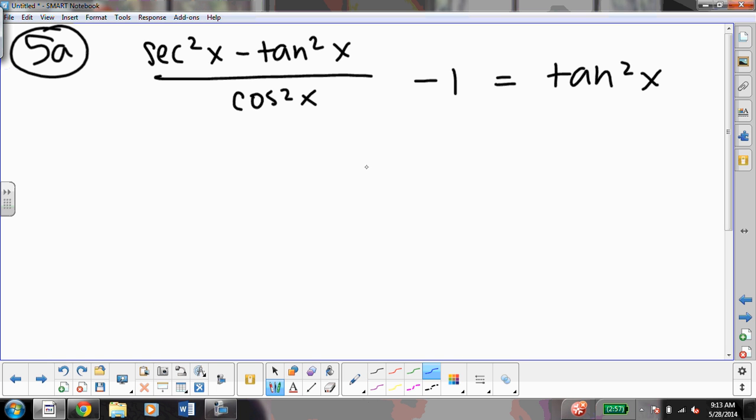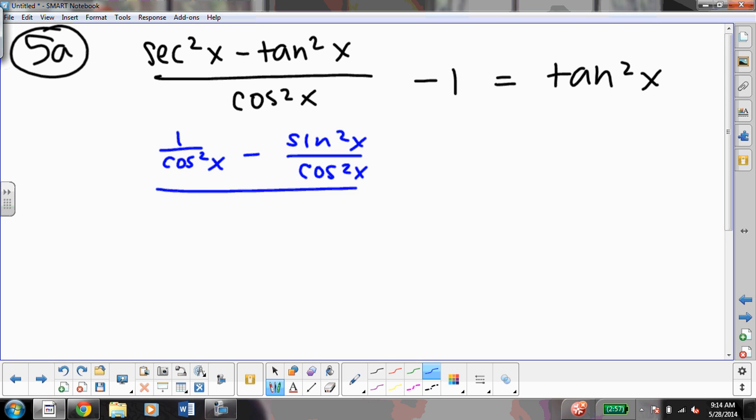Alright, I'm going to start on the left side, and what I'm going to do first is rewrite the top part in sines and cosines. Secant is 1 over cosine. Tangent is sine over cosine. All of it still over the cosine squared x. So I'll combine the two fractions together because they already have common denominators.